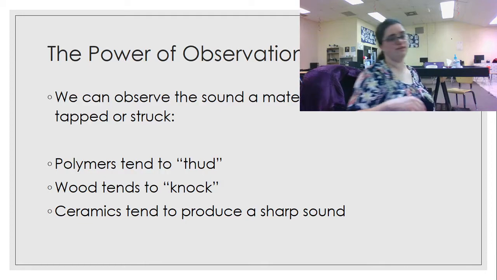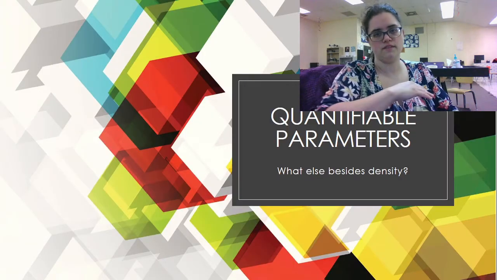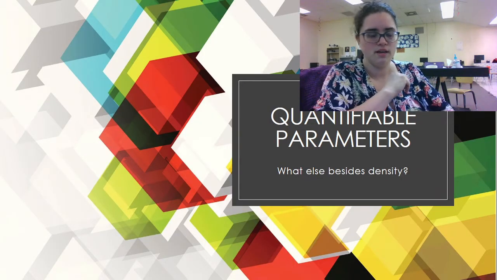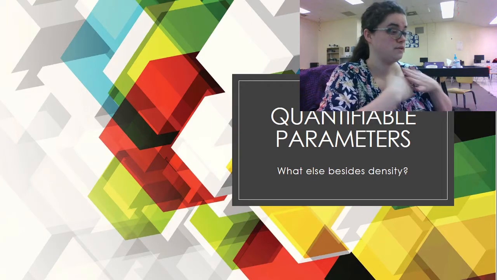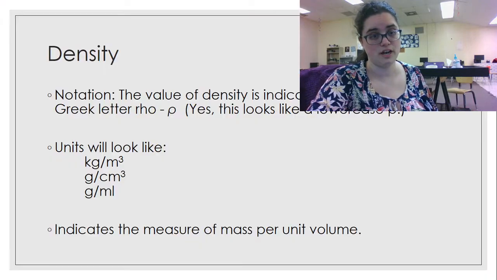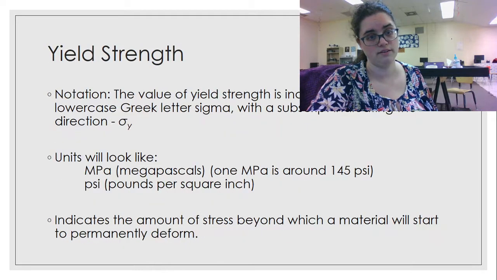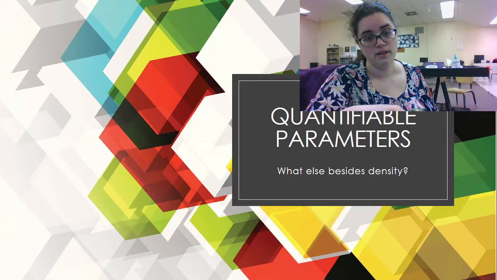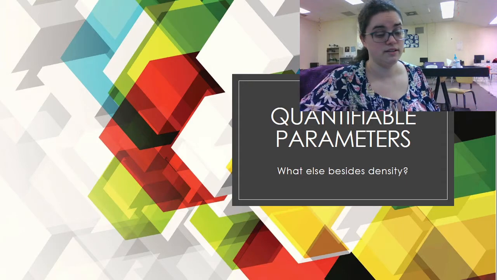What I've tried to do, I was thinking about making another section of the slides about quantifiable parameters. What else is there besides density? What are some parameters we talk about as engineers? And when I got to this stage, I realized I was just copying out of a table, and I don't need to do that to y'all. So the one you have doesn't have quantifiable parameters in it.